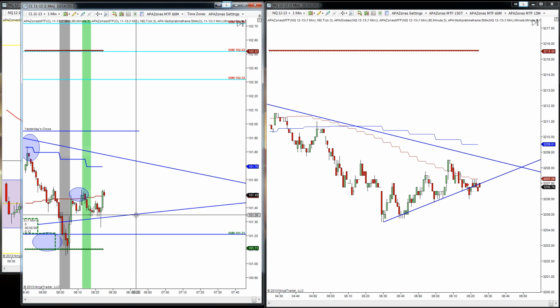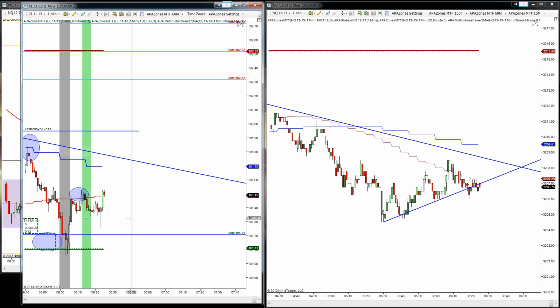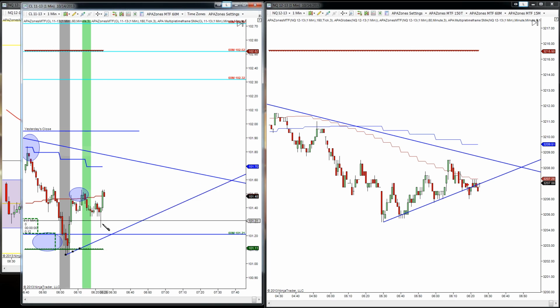Something else to also look at is maybe removing that trend line and drawing this trend line in its place.